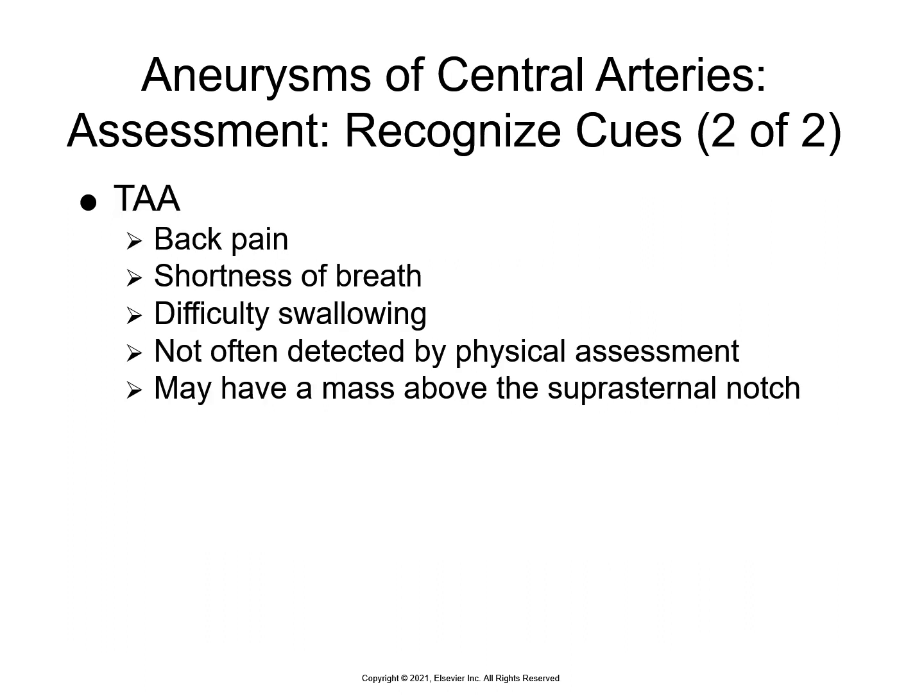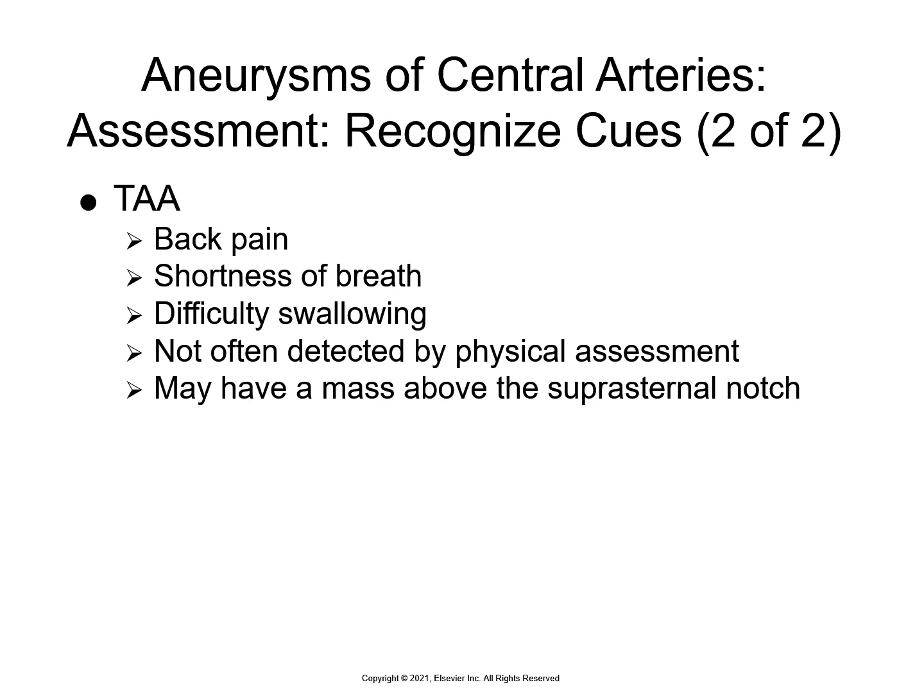Now, if they have a TAA, your cues are going to be back pain. This is caused by degeneration of the aneurysm that occurs in the thoracic aorta. This is called a TAA. They're often found during routine medical tests, such as a chest x-ray or a CT scan or an ultrasound of the heart. Sometimes that's ordered for even a different reason altogether. Thoracic aortic aneurysms are less common than aneurysms that form in the abdominal aorta.